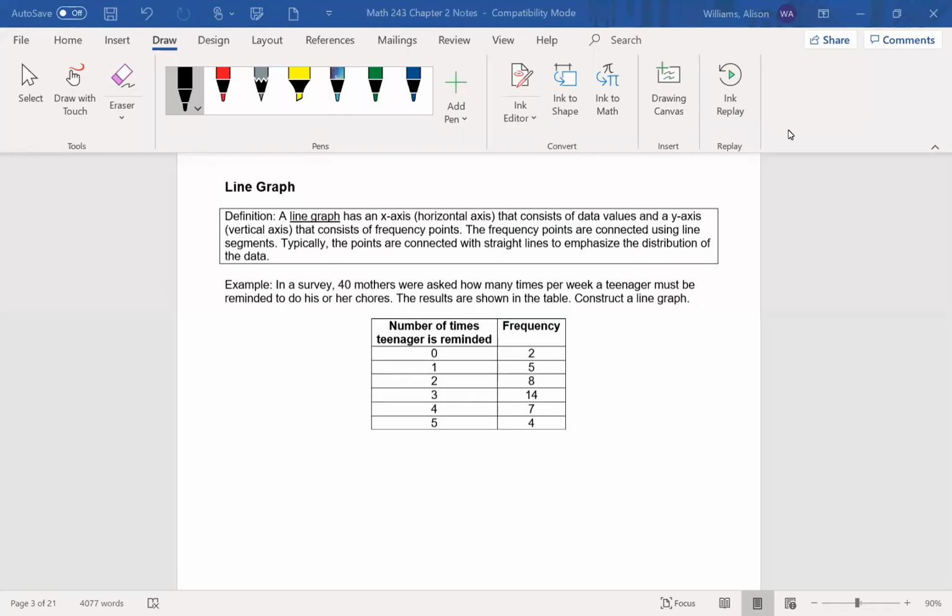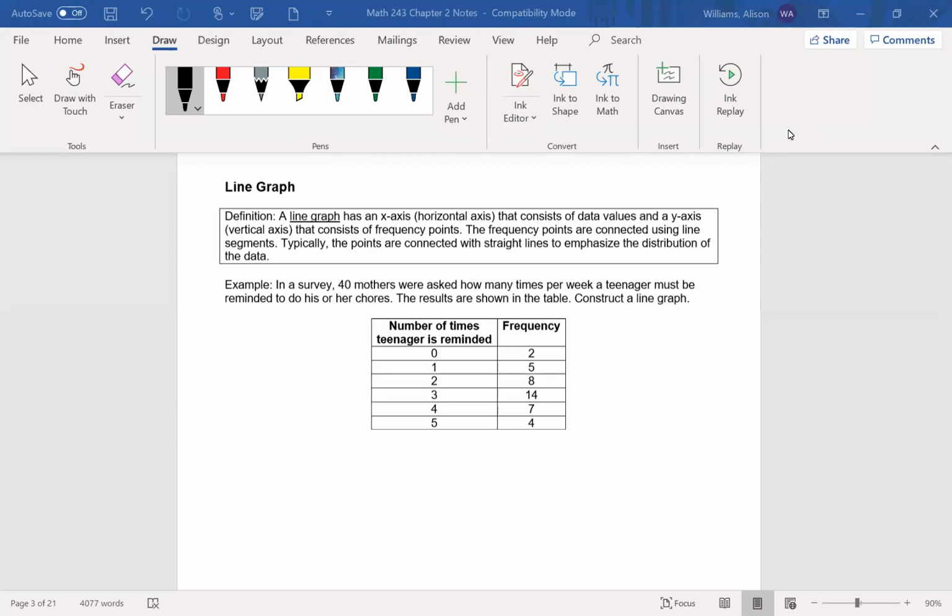In this video, we're going to talk about line graphs. So a line graph consists of an x-axis and a y-axis. The x-axis is typically some data value, and the y-axis is the frequency of that data value. What's nice about a line graph is that it's a very natural way of graphing information because we're reminded of ordered pairs, and we've graphed ordered pairs all throughout algebra. So most students are very comfortable with doing a line graph.